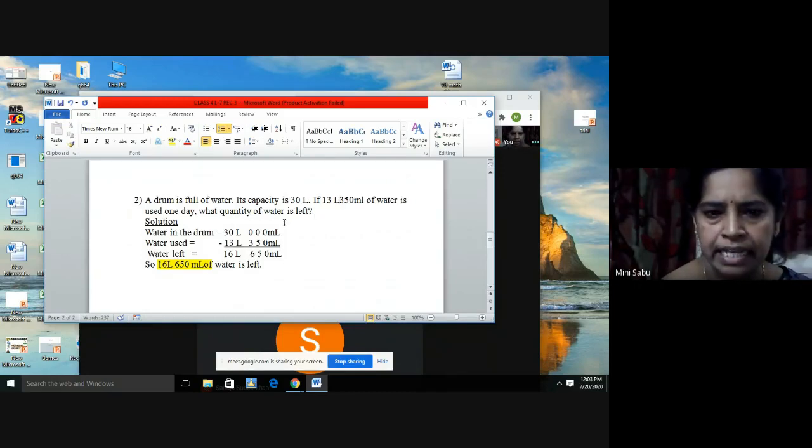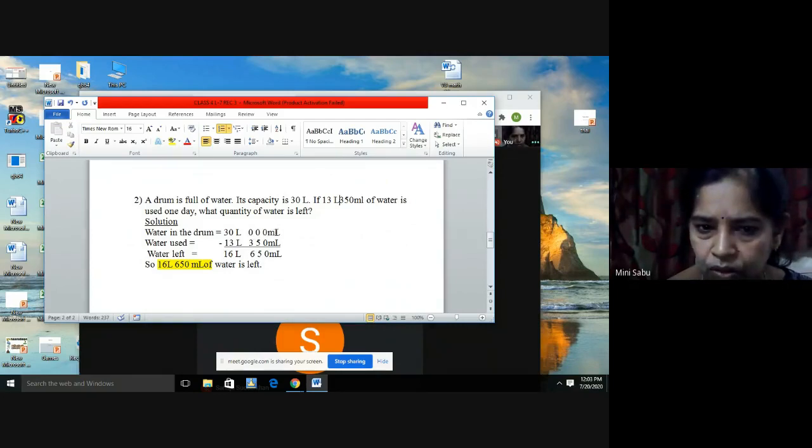Okay, children, here there is a difference. The total capacity is 30 liter. Here there is no milliliter given. In the previous question, some milliliter was there. But when there is no milliliter given, we will put 3 zeros. Okay, so solution. Water in the drum, 30 liter. Since there is no milliliter, and we have to subtract also, we will insert 3 zeros, 000 ml.